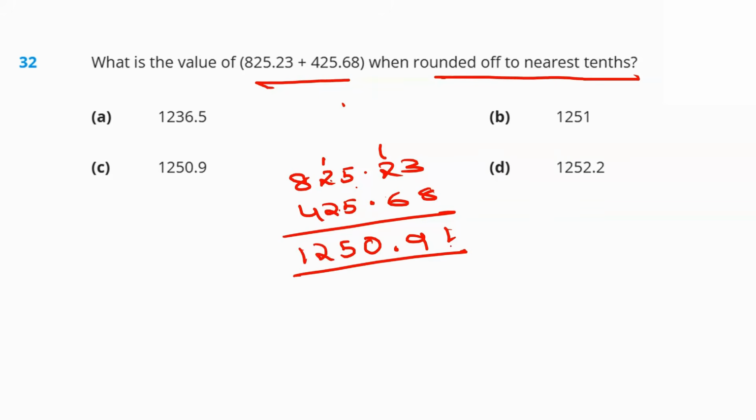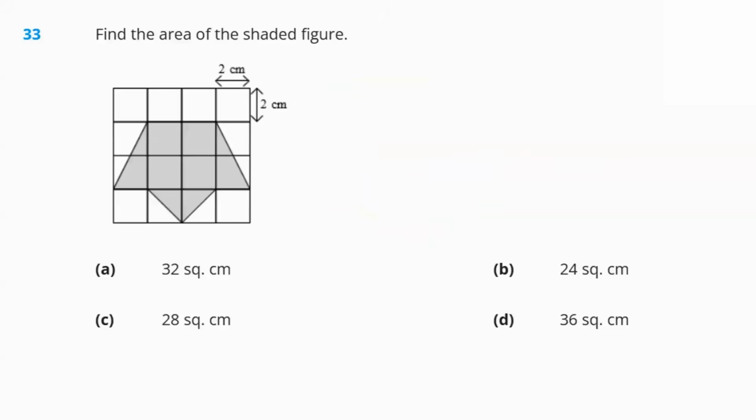1250.91. Rounding off to the nearest tenth, you check the hundredths digit. That's 1, so it won't change. So 1250.9. Option C is the answer.